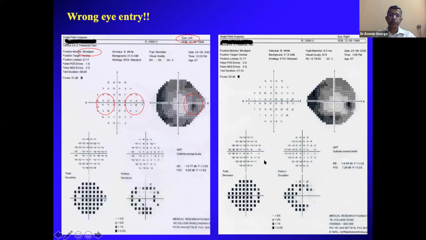So these mistakes do happen when you're doing a large number of fields, and it's important that you look at the data and make sure that it is the correct data.